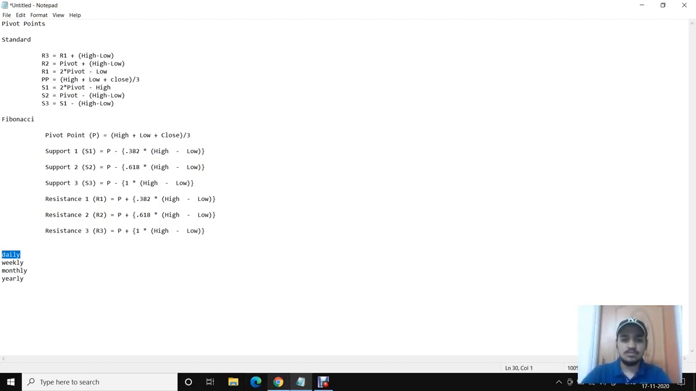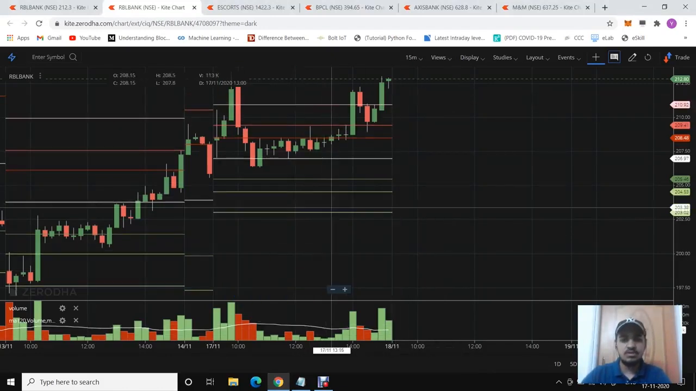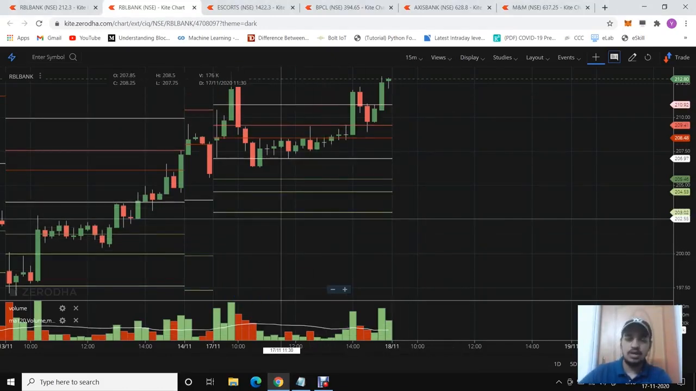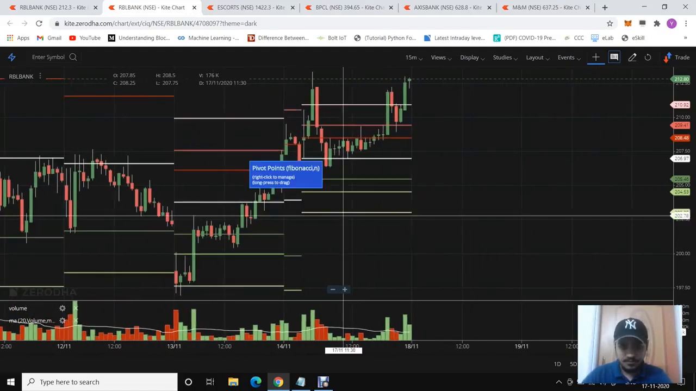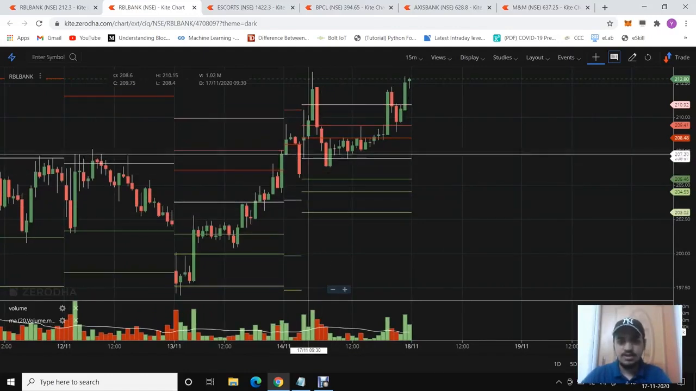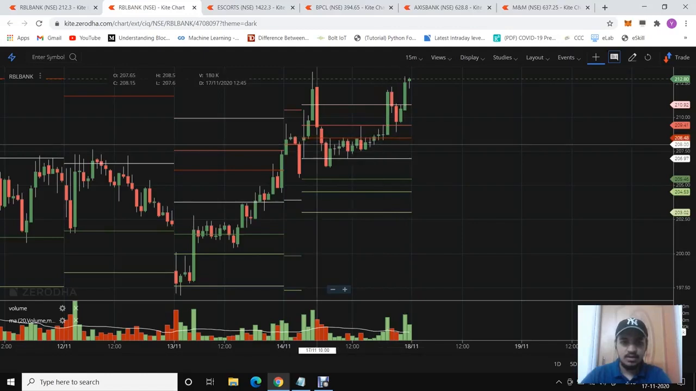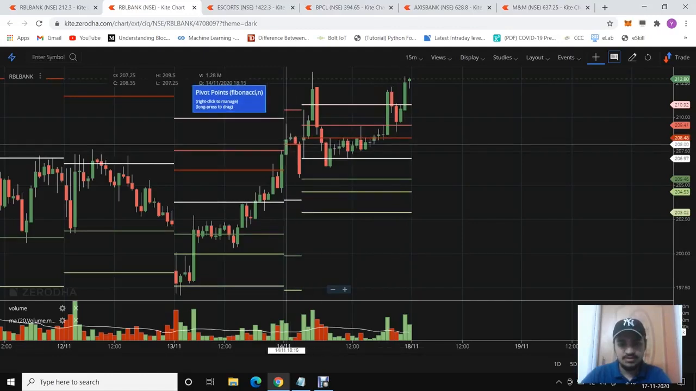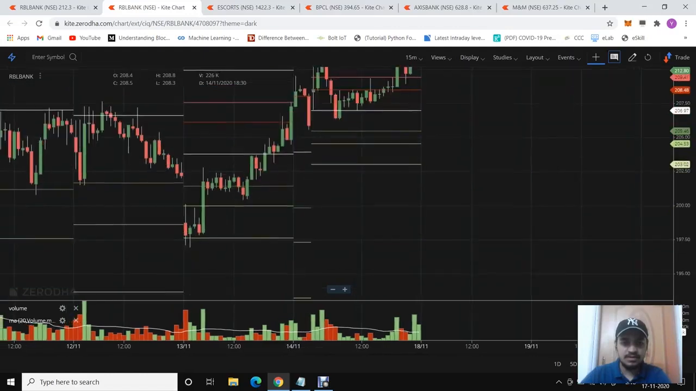So if I have to give you an example of daily pivot points, these are your daily pivot points. In every new trading session you will have a new set of pivot points. As you can see, this is the trading session which started on 17th of November and lasted for the entire day. This was the Muhurat trading on 14th of November, and we had different pivot points for that day.